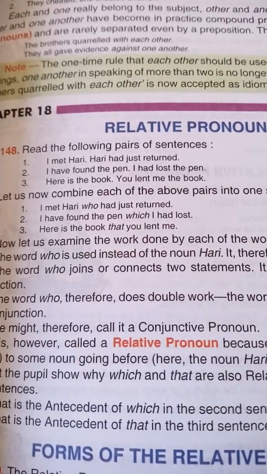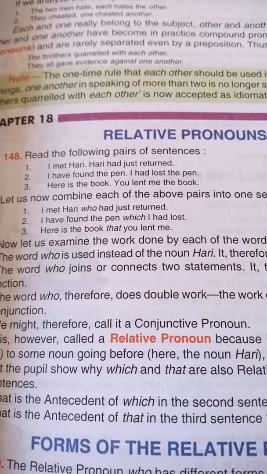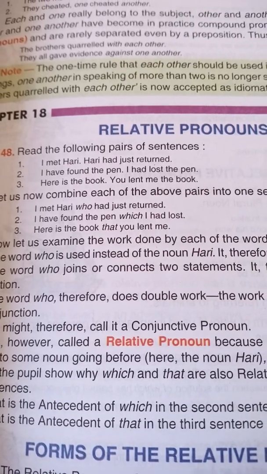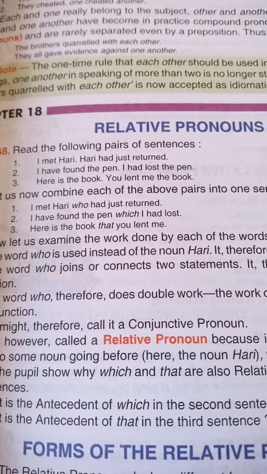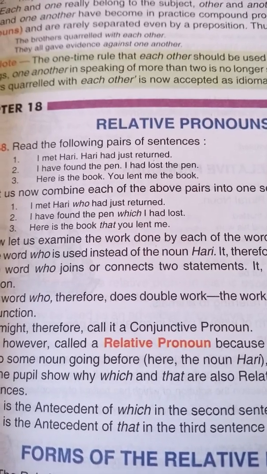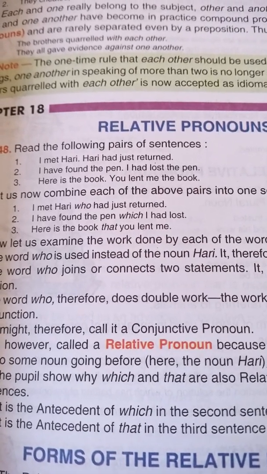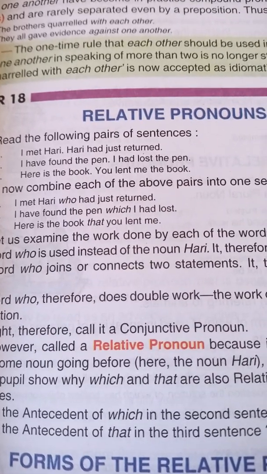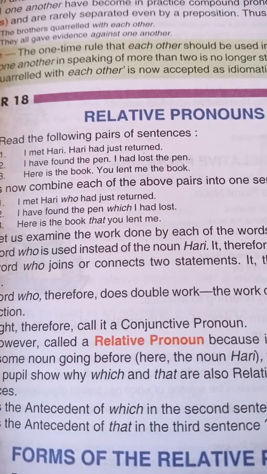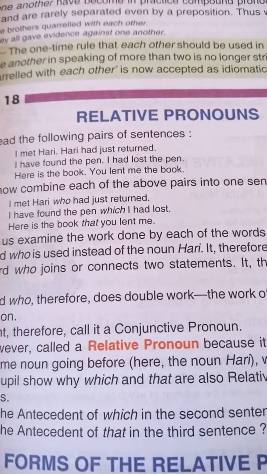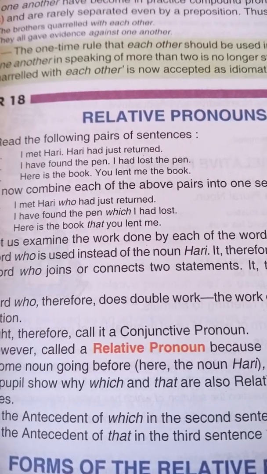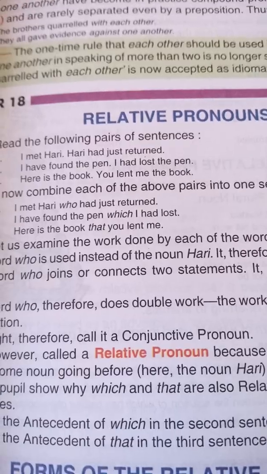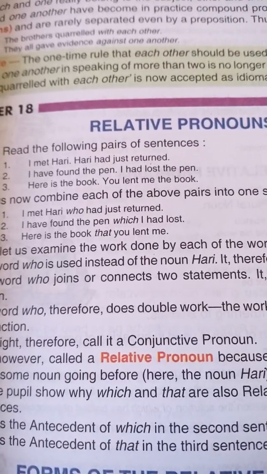I met Ali. In the above example, you will say that I met Ali. Ali had just returned. The second time, when we have used Ali, we will skip this word Ali and we will add who. I met Ali who had just returned. I have found the pen which I had lost. Here is the book that you lent me. You will notice the words who, which, that.